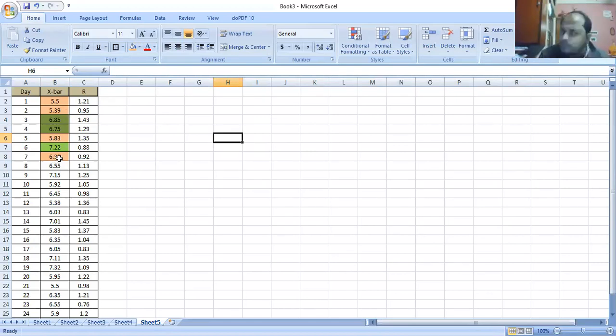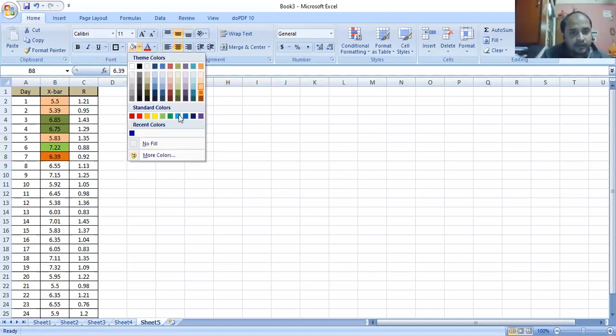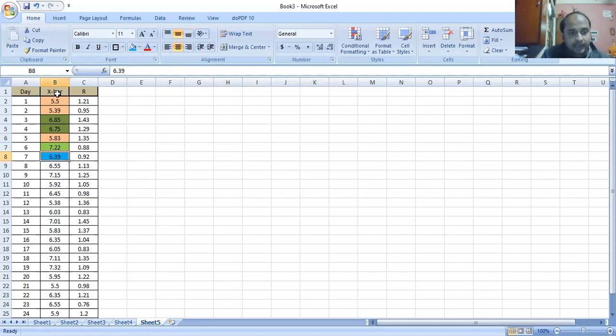Okay, what was the value, 6.46? So no, 6.39 is within the limit, so you can mark it with a different color. Say for example, I'm using this color as the within-limit color. Other colors are for outside limits. It may be below, it may be above, whatever. So in this way you can justify which colors represent what, and you can mark it over there.